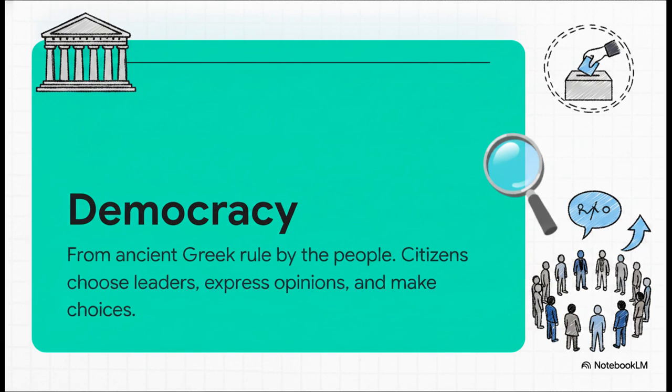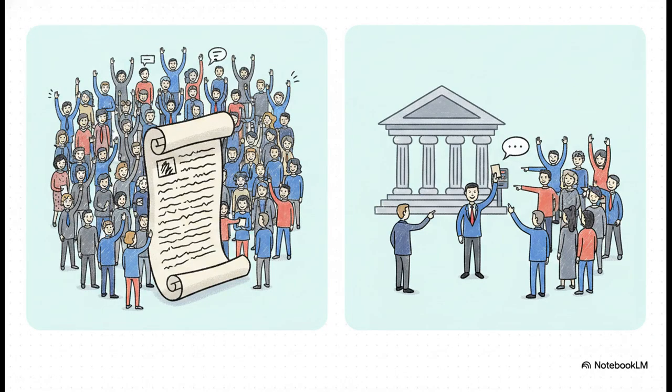In a democracy, citizens are essentially the shareholders of the country. You choose your leaders through elections, and you maintain the right to vote, express your opinions freely, and actively participate in political decisions. Now, this brings us to the two main ways a democracy actually functions.